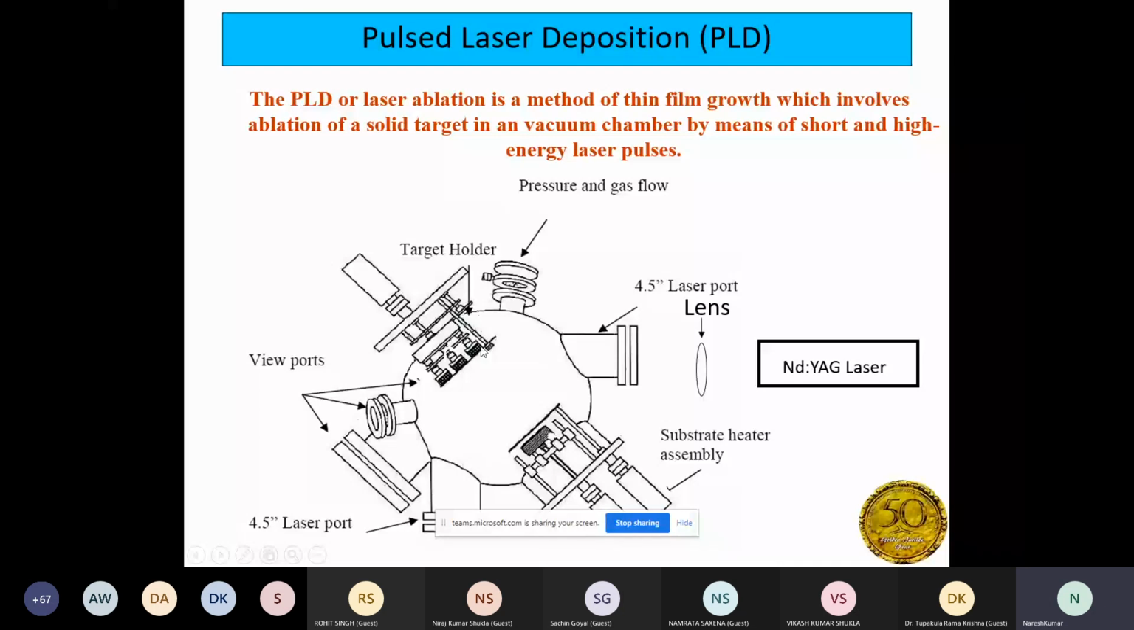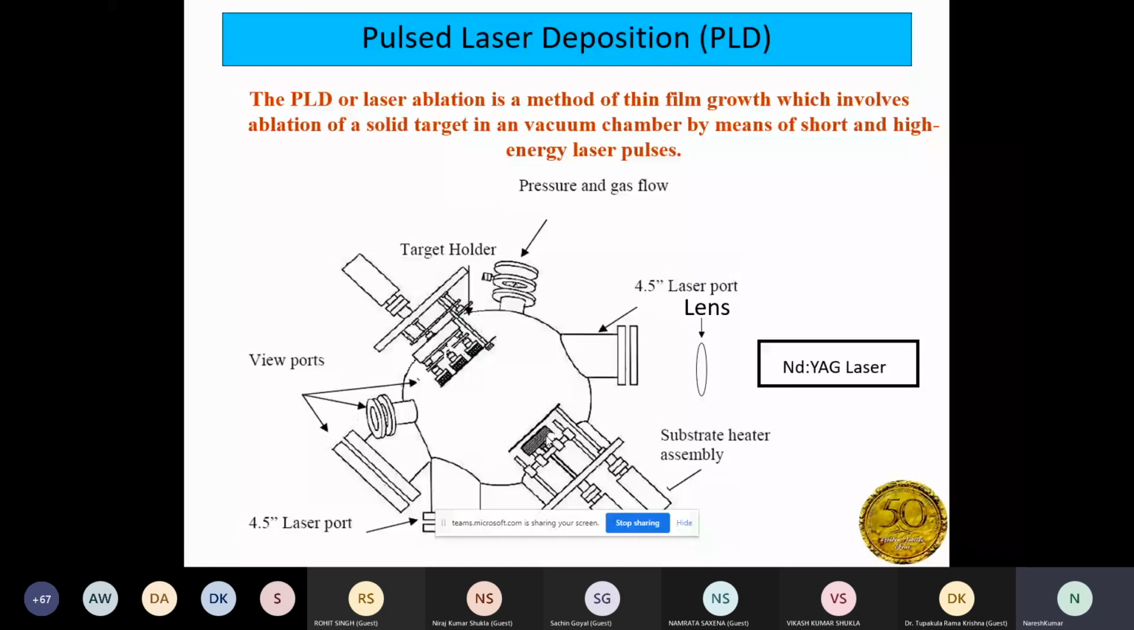Target means the material of which you wish to synthesize a thin film. Opposite to these targets, there is one more assembly, which we call the substrate heater assembly. Here we have a provision for mounting the substrate on a heater. That means during deposition, if you wish to provide temperature, you can easily do that with the help of the heater.